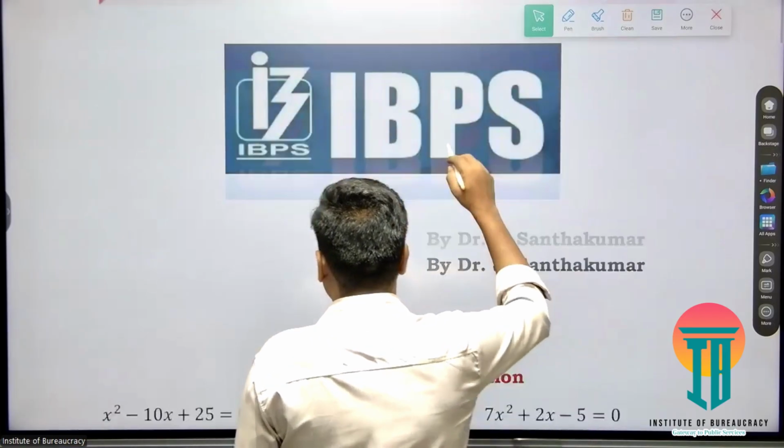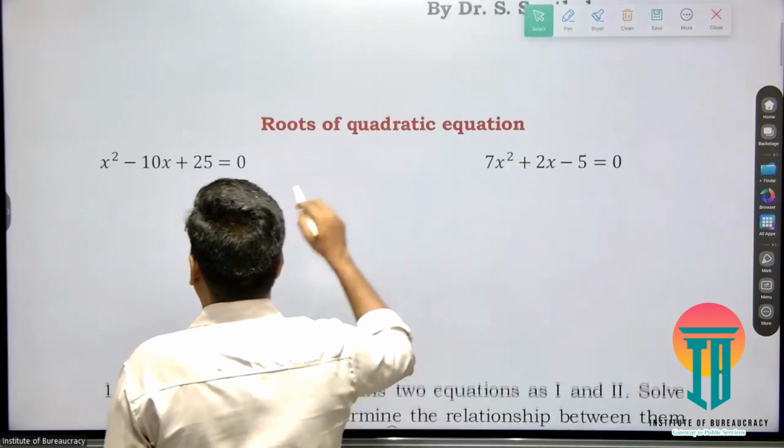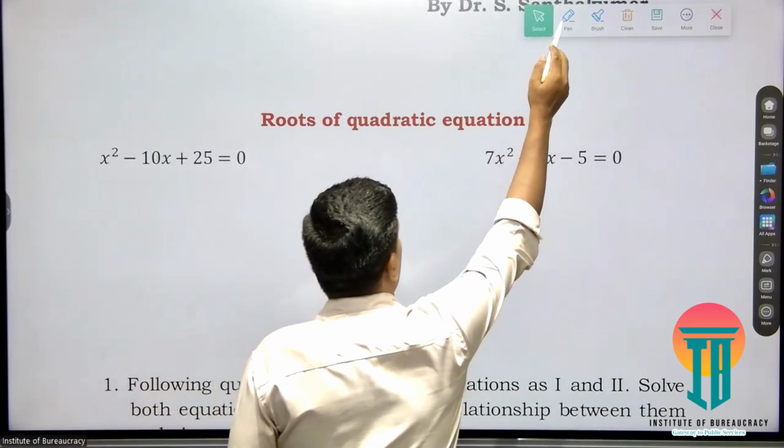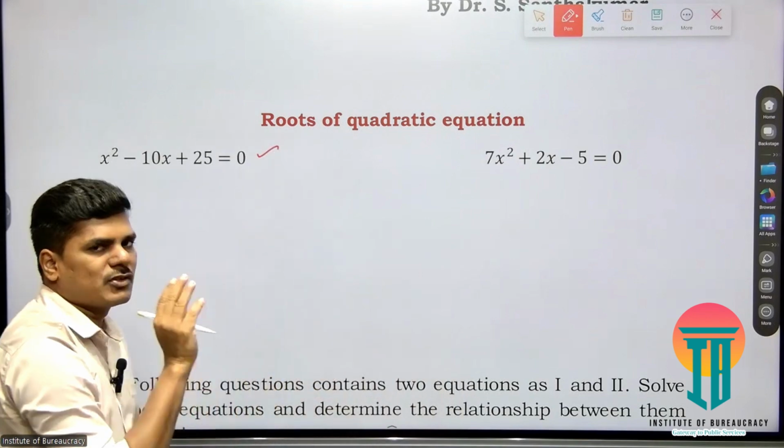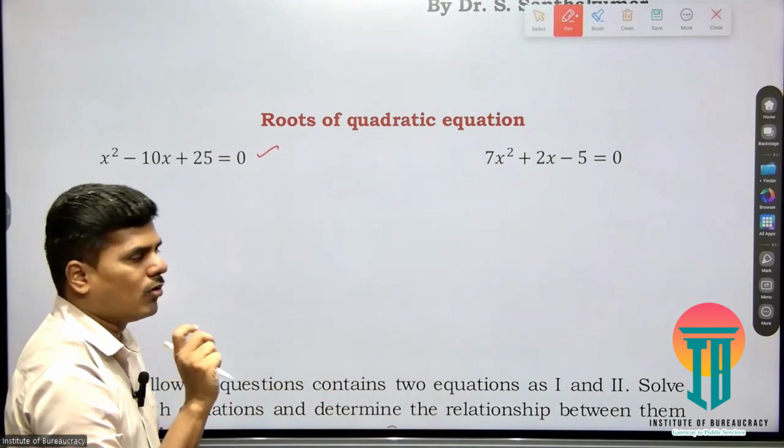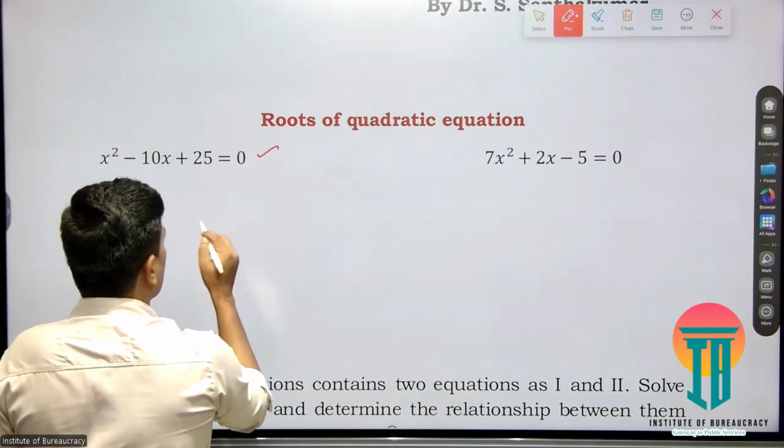So, if you take this example, it's a quadratic equation. If you solve this quadratic equation, you will get two roots. Okay. So what are the two roots? How do you find them?